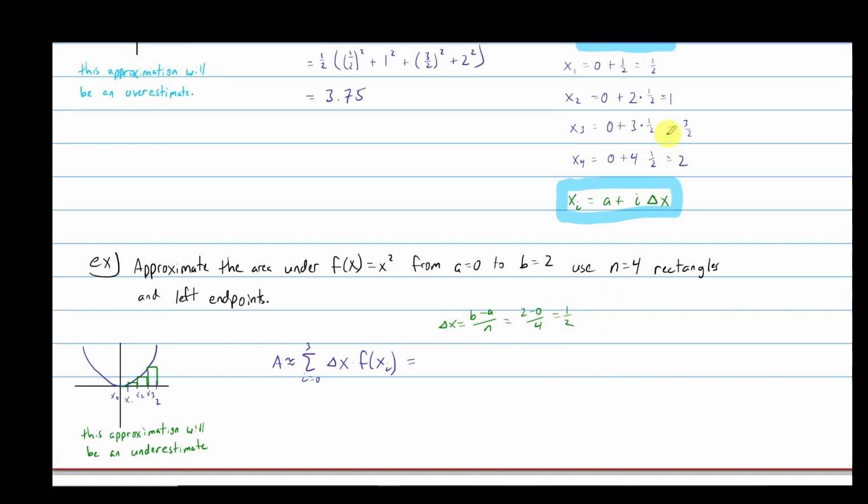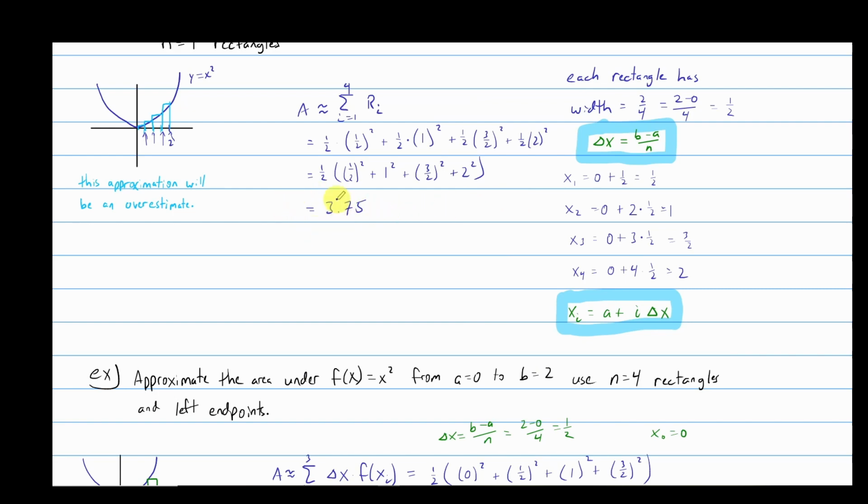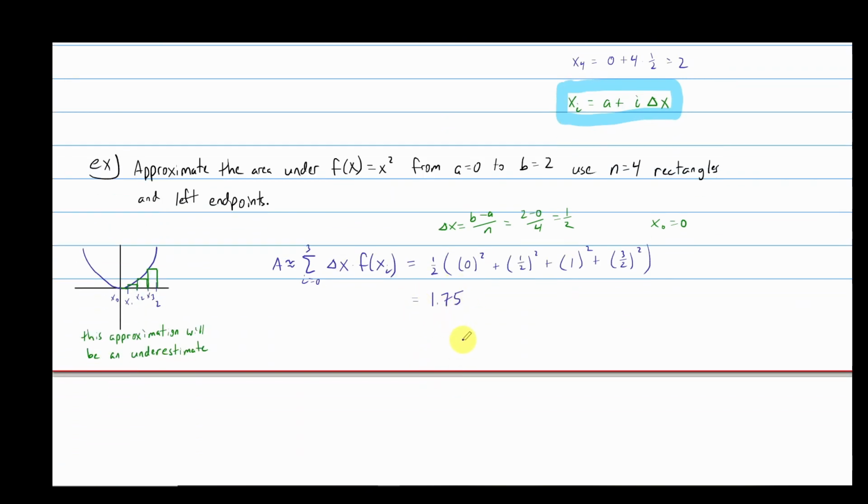The xi's I've already written out. The only one that I need to add in is that x0 is 0. Okay, so now I can say this is going to be 1/2, factoring that 1/2 out, times f of 0 plus f of 1/2 plus f of 1 plus f of 3/2. Those are my 4 left endpoints. My function is squared, and when I compute this out, I get 1.75. So I know that the actual area is going to be somewhere between 3.75 and 1.75.